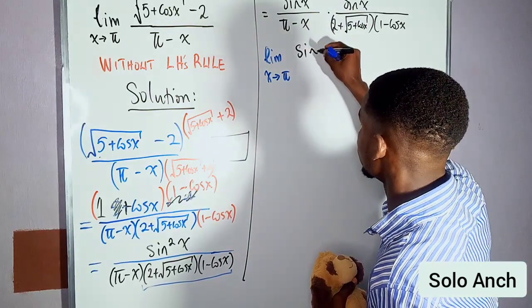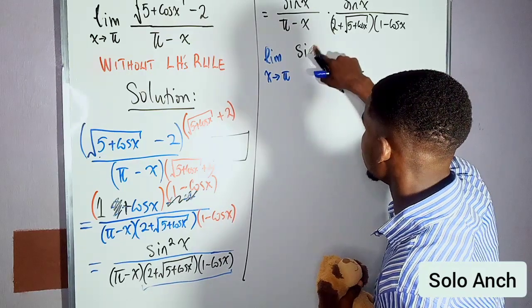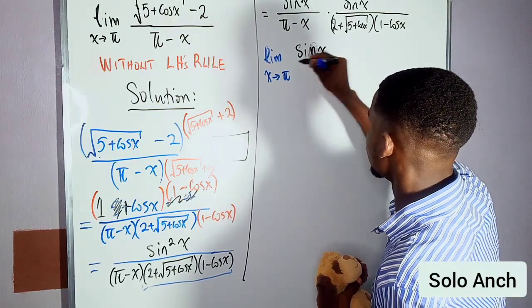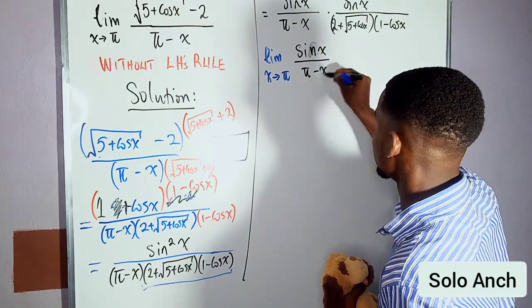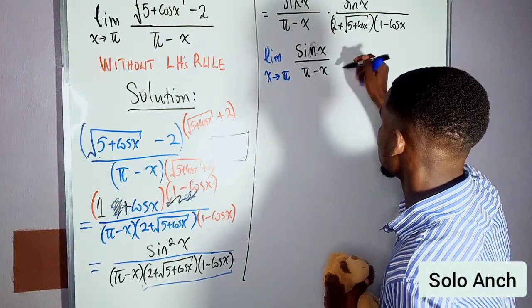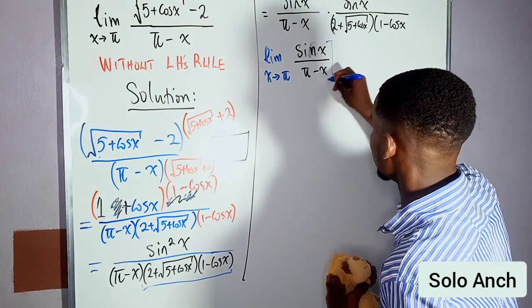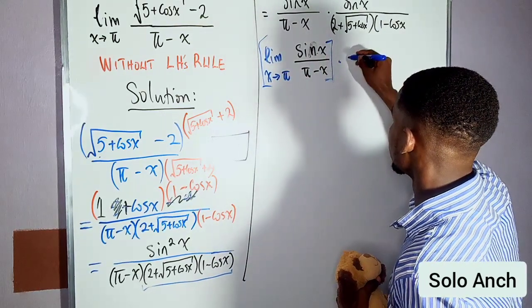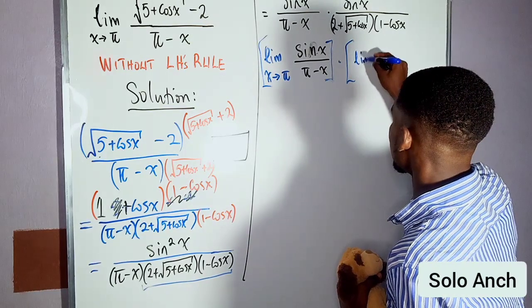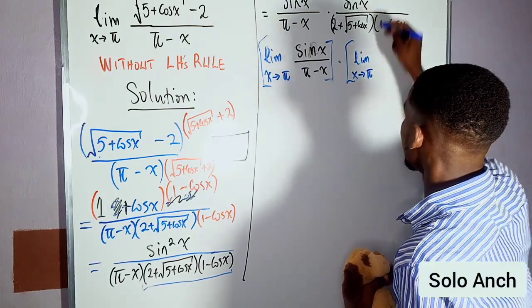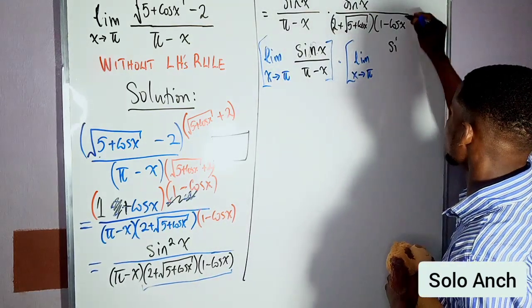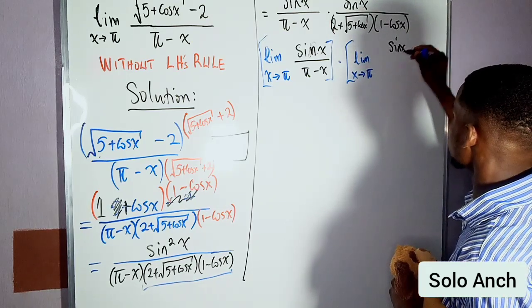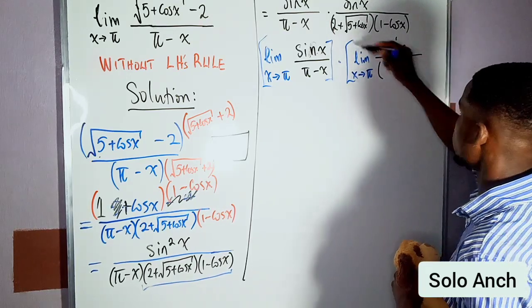So that will be sine of x. Sorry, that is sine, not 6. Sine of x divided by pi minus x. That is the first part of the limit. Then we multiply it by the limit of this other one, times the limit as x tends to pi of this right here, which is sine of x divided by this denominator.